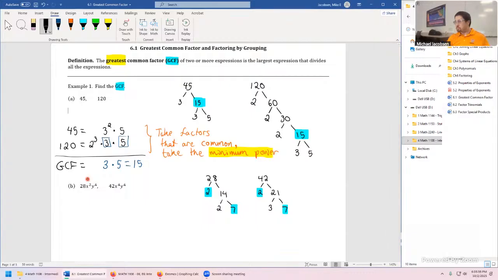I'll rewrite out this term right here, 28x squared y to the power 4. It could be rewritten as 2 times 2, or 2 squared, times, I'll leave a little bit of a space because there's also a factor of 3, and put times 7. Then there's x squared, y to the power 4. Likewise for the second term, 42x to the power 4, y to the power 4, we can rewrite this as, seeing the chart here of prime factors, 2 times 3 times 7, then the variable part, x to the power 4, y to the power 4.